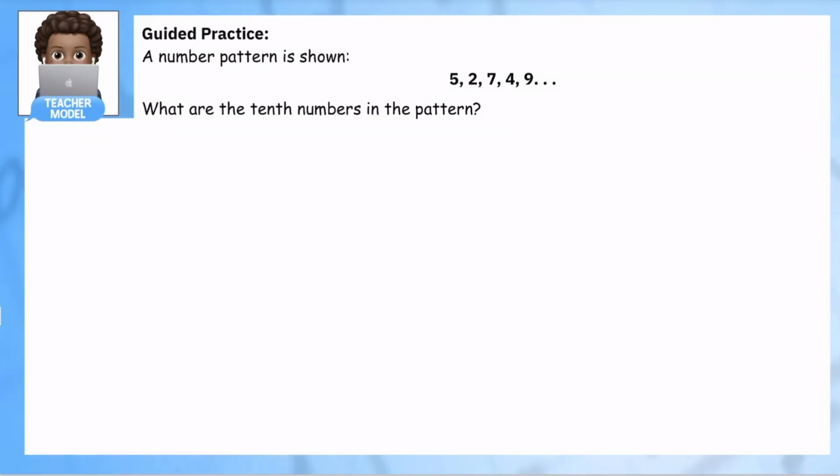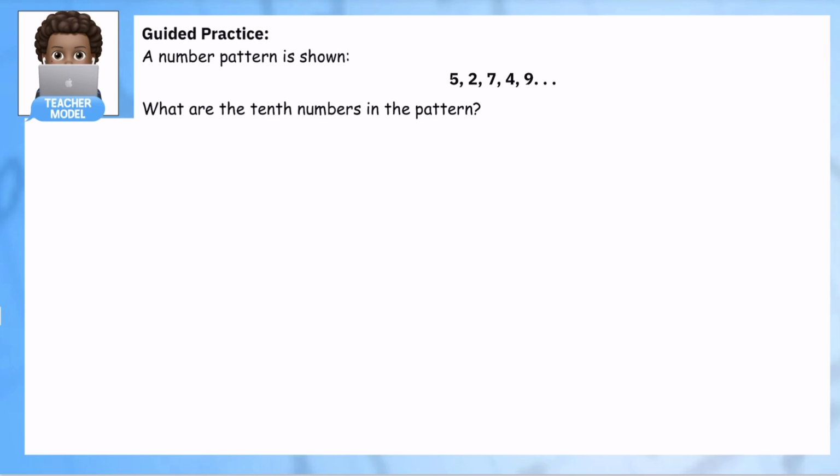Now it's time for you to try one on your own. I'm giving you a number pattern, 5, 2, 7, 4, 9. What is the 10th number in the pattern? Remember, ask yourself first, is my pattern growing, shrinking, or alternating? And once you figure that out, try to figure out what the change is, what the rule is, and continue it to the 10th number. Hit pause and work this out.